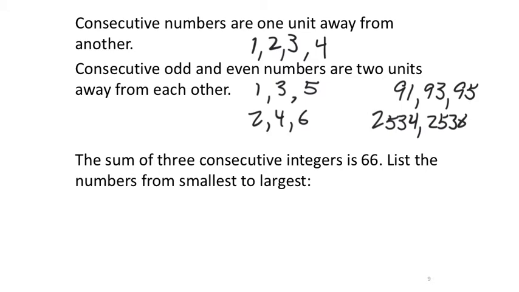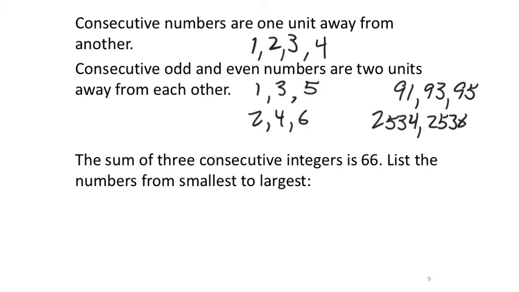So it's important that we know what consecutive is, because it's very likely you're going to see the word consecutive not only on the homework, but probably on the quiz for this unit as well, because that's the way that usually comes out, okay? So this problem says the sum of 3 consecutive integers. Integers just indicates it could be positive or negative, but we shouldn't be seeing any decimals or fractions with integers. The sum of 3 consecutive integers is 66. List the numbers from smallest to largest.